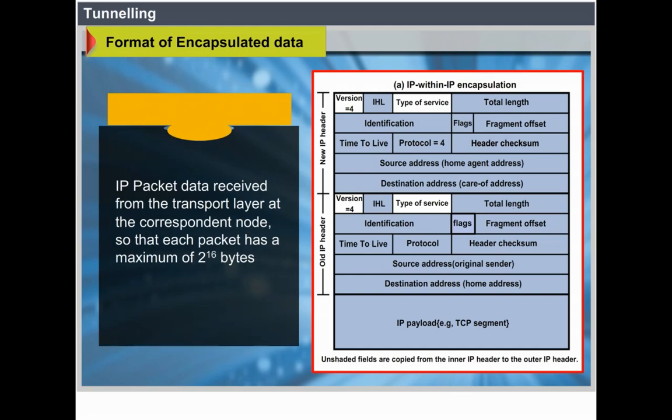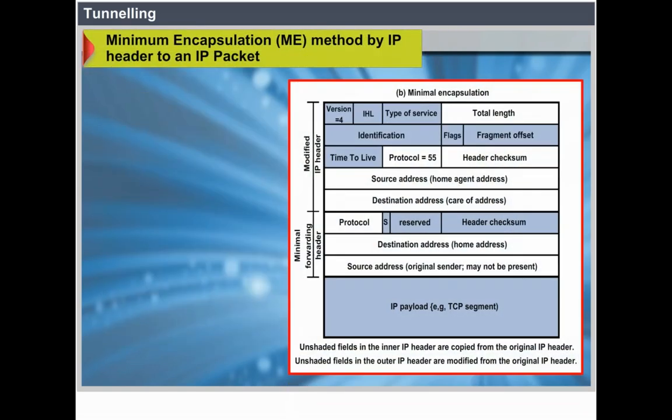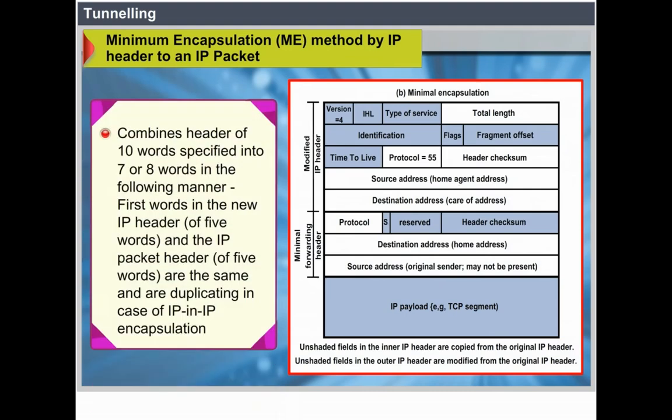IP packet data is received from the transport layer at the correspondent node so that each packet has a maximum of 216 bytes. The Minimum Encapsulation (ME) method adds an IP header to an IP packet. It combines the header of 10 words into 7 or 8 words in the following manner. The first 5 words in the new IP header and the IP packet header are the same and are duplicated in the case of IP in IP encapsulation.